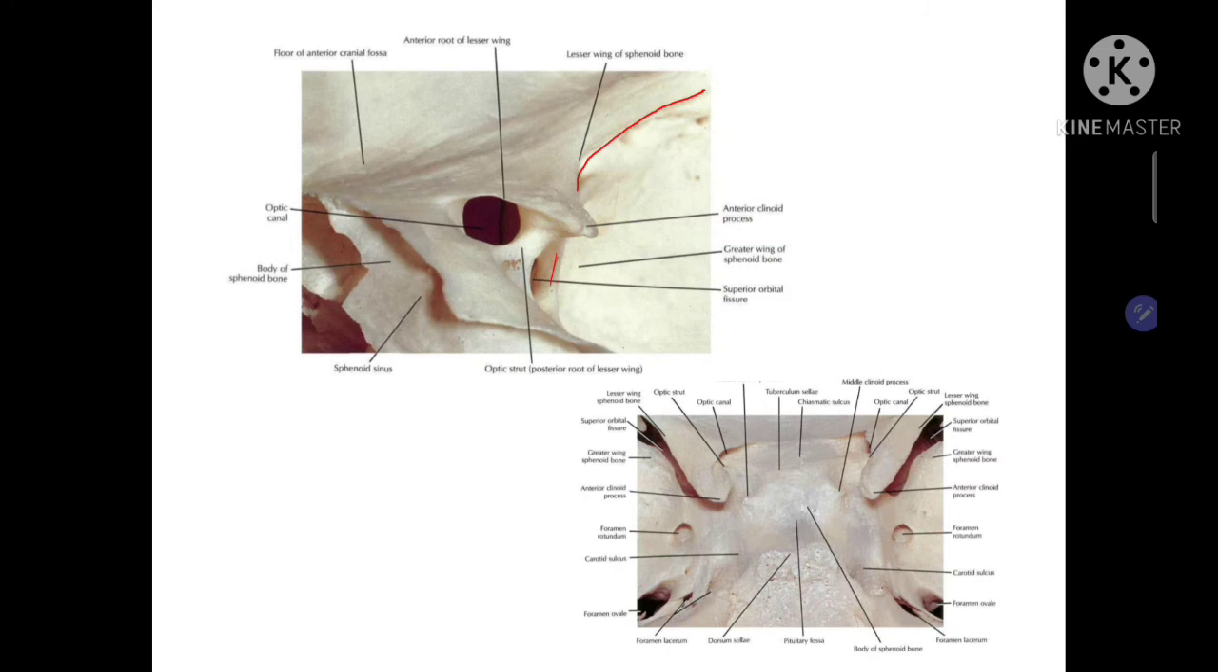Okay, so optic canal here again, anterior clinoid process, dorsum sellae here, pituitary fossa, the tuberculum sellae. You can see here this name tuberculum, the chiasmatic sulcus here.